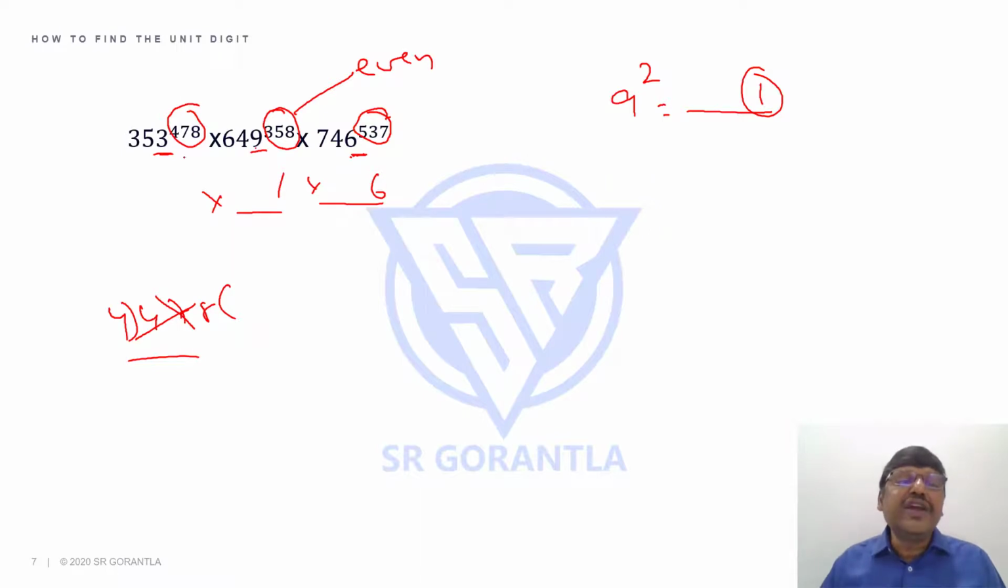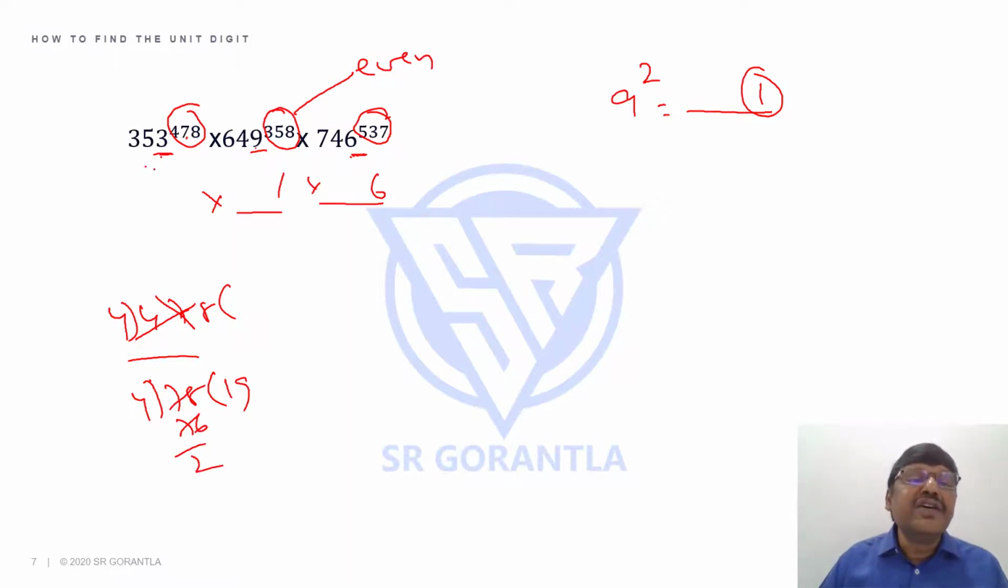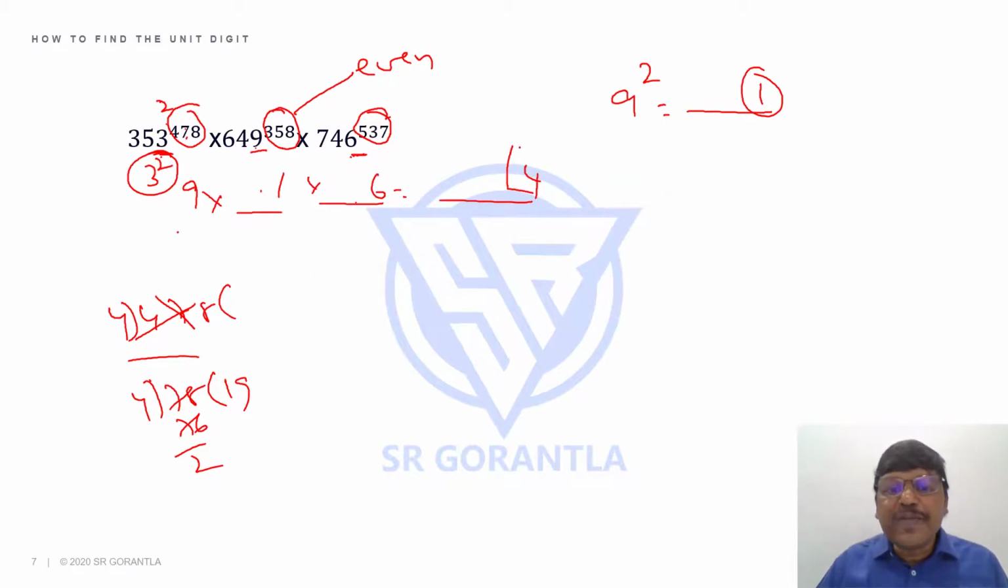Last 2 digits 78. 78 divided by 4, you should not write it out like this, students. You can say for 1976, the remainder is 2. So the remainder is 2 means 3 power 2's unit place I take. Remainder is 2 means I should take power 2. What is 3 square? 9. 9 into 1, 9 into 6, 54, means unit place is 4. Done? So this is how we are solving that question, students.